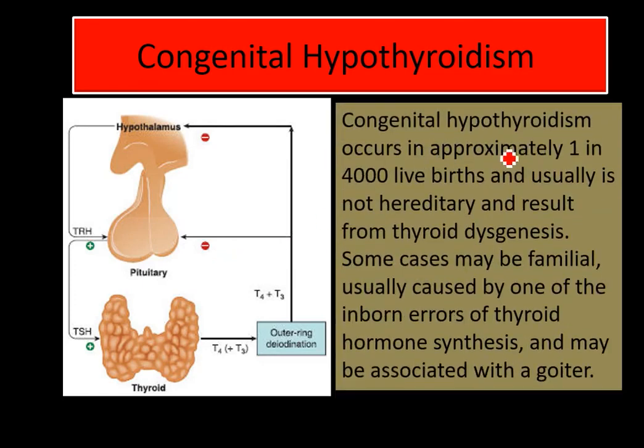Congenital hypothyroidism occurs in approximately 1 in 4,000 live births and is usually not hereditary; it results from thyroid dysgenesis. Some cases may be familial, and some are caused by defects in thyroid hormone synthesis and may be associated with goiter.